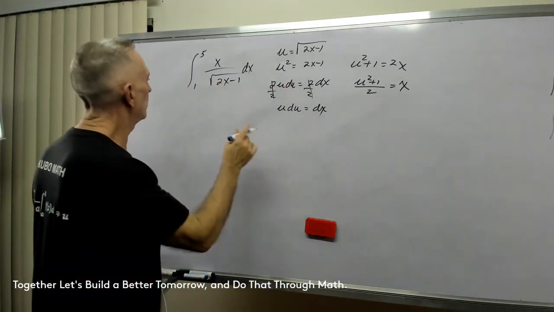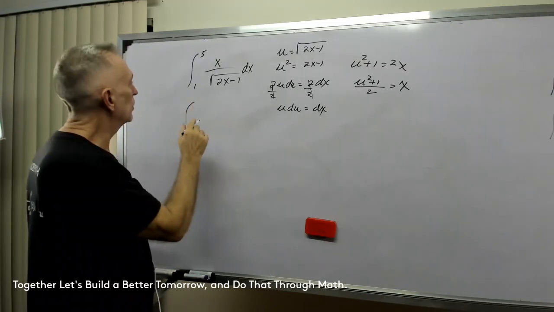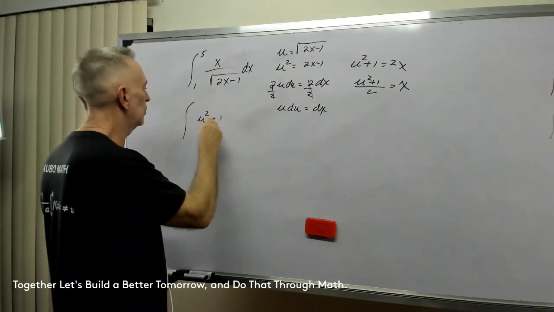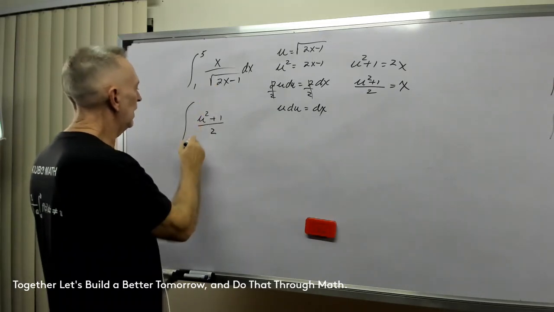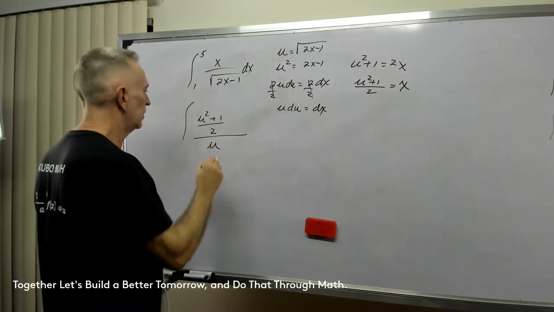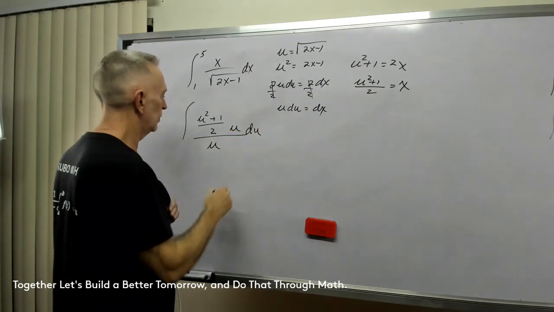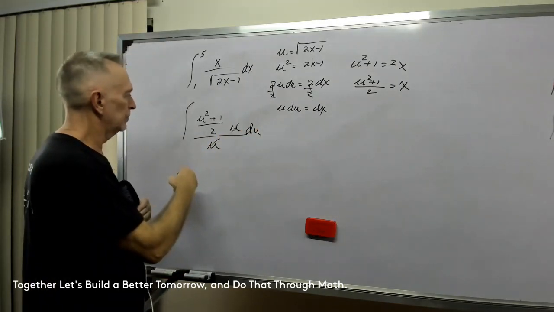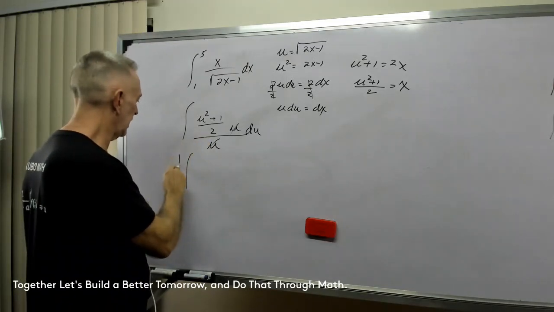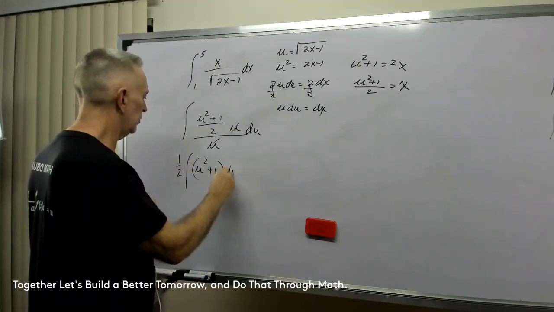Now I think I have everything I need. I'm going to leave the limits off for the moment. x is this term, (u squared plus 1) over 2, divided by u. Now dx was u du. Oh, the u's cancel. So I end up with the integral, and I'm going to take this 1/2 to the outside, of u squared plus 1 du.